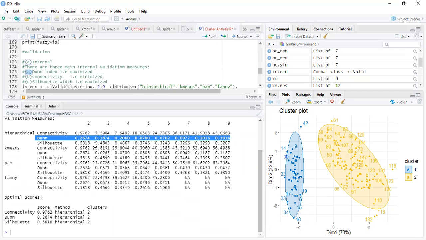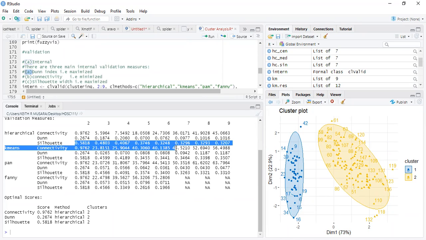Is it 4 or 2? It's 2. So under hierarchical, it's considering 2 as the number of clusters, because on that one it is maximized. So under hierarchical, the Dunn index is giving us a 2. Then you look at connectivity now. Sorry, let's start with silhouette width, which you want to maximize. Look at silhouette width again. The one that is maximized is at 2.